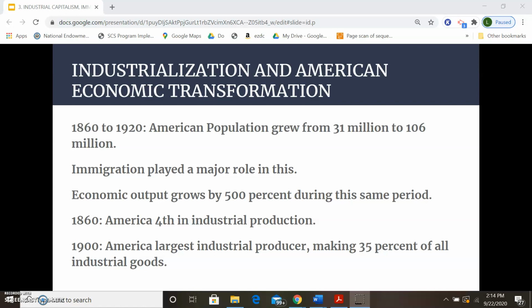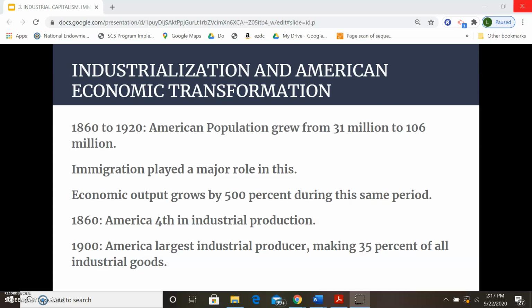A big part of this was immigration, and a big part of the reason so many people are immigrating here is because the American government is actively supporting economic growth. They're setting aside land for people that want to settle in the West. They're basically granting it to them, basically giving it away for free.